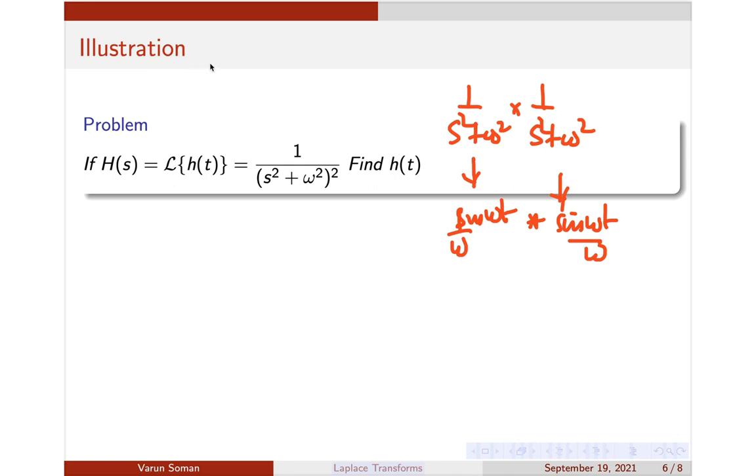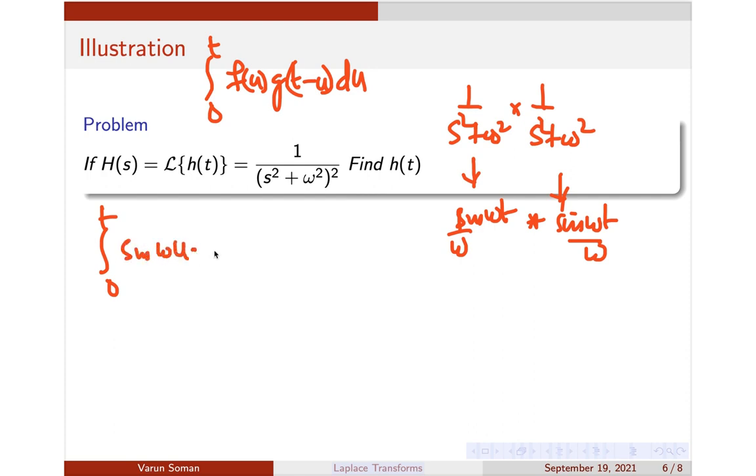And remember the definition. What is f star g? f star g is integral 0 to t f of u into g of t minus u du. So using that property, you will be getting integral 0 to t, and be very careful here, sine omega u into sine omega t minus u du. This omega is a constant, so I am taking it as 1 by omega square. Very straightforward. Now how will you integrate it?